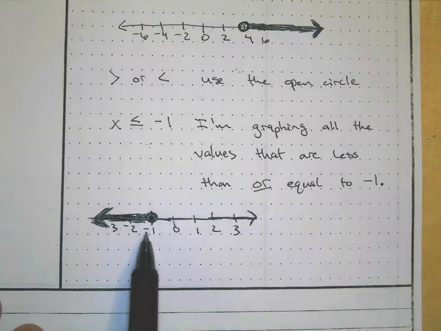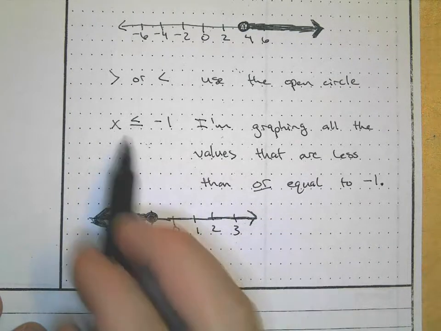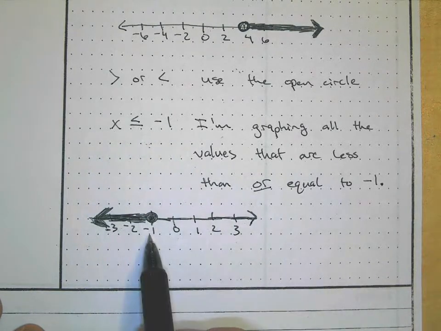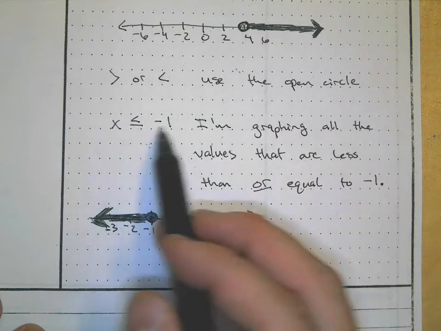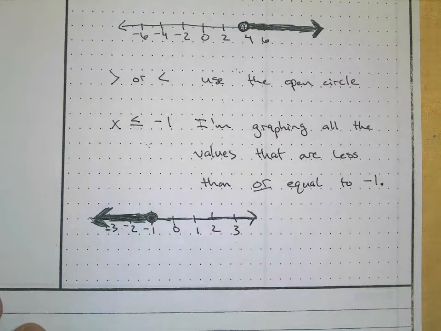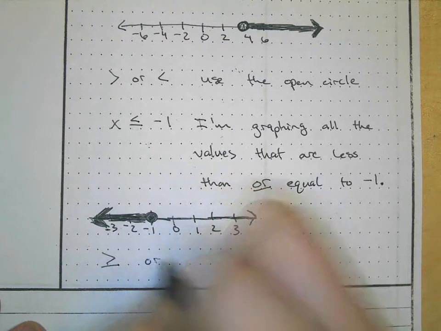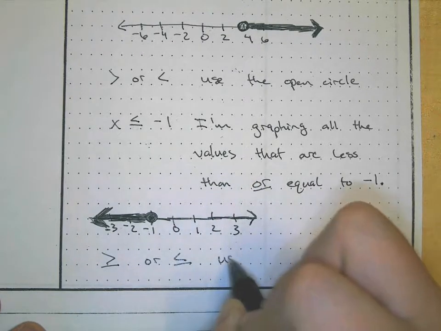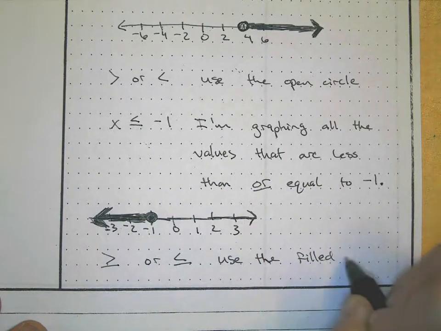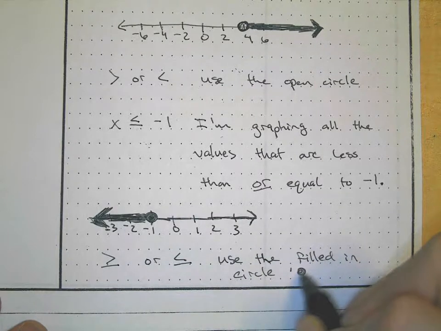So now if I pick any of these values and plug it in, is it a true statement? Is -3 less than -1? Yes. Is -1 less than or equal to -1? Yeah, well, -1 is equal to -1, so I can say that. So when we have greater than or equal to or less than or equal to, use the filled in circle. And that looks something like this.